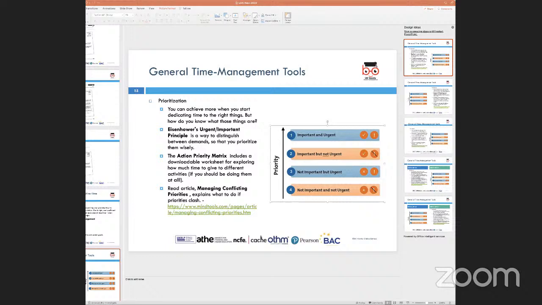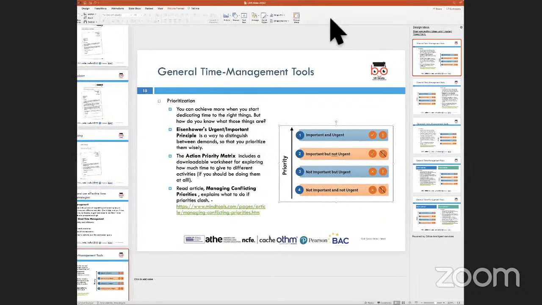And the third part that we look at is an interesting article called managing conflicting priorities. I would suggest that you read this article, which is listed on the Mind Tools website, and it allows you to understand how we go about managing conflicting priorities.